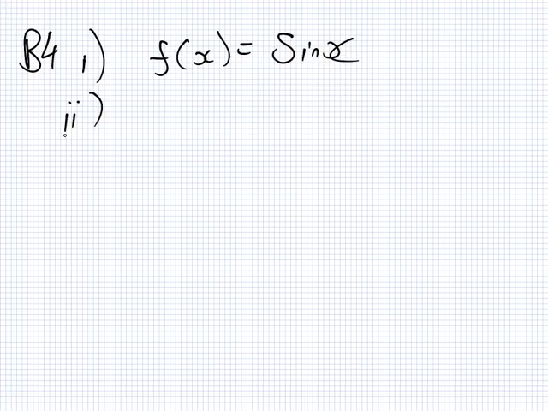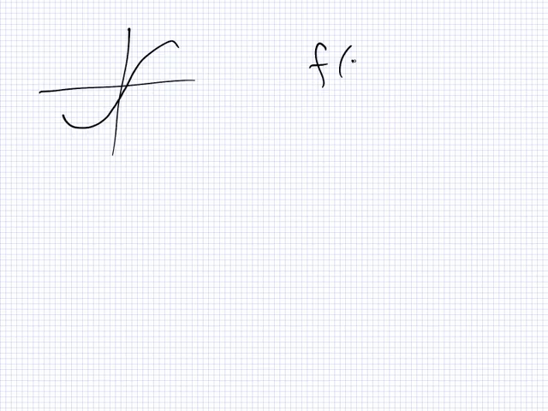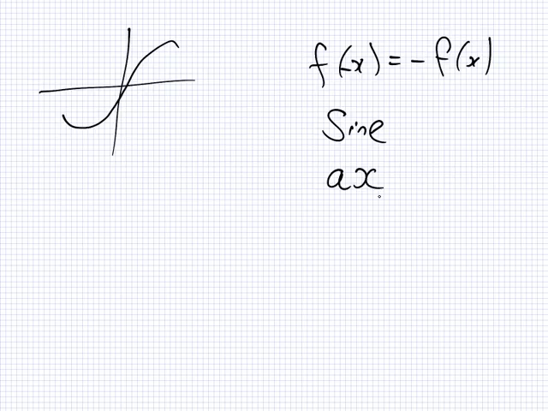My equation is missing. Can you read the equation out? What is odd? How do you know it's odd? Odd functions are ones that are like this: f(-x) = -f(x). So examples will be like sine x or ax, or ax cubed. These are odd functions.